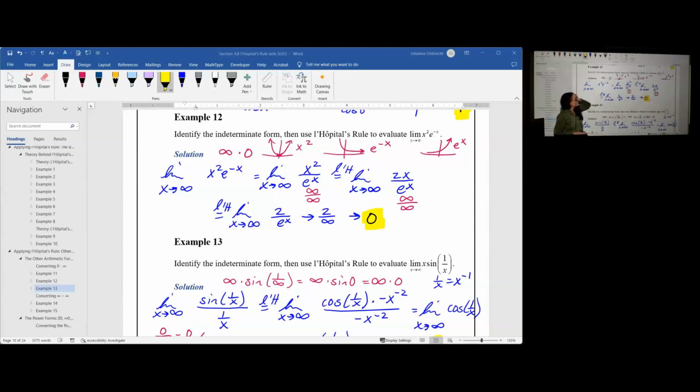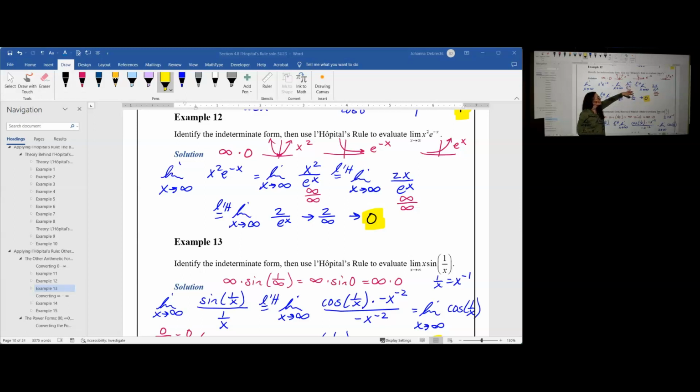In example 12, note that the graph of x squared, x goes to infinity, and y goes to infinity. In the graph of e to the negative x, as x goes to infinity, y goes to 0. Now looking at this, we have the limit of x squared times e to the negative x, which we can rewrite as the limit of x squared over e to the x. The original is infinity times 0, but by moving the exponential, we've converted it to a fraction, so we reevaluate.